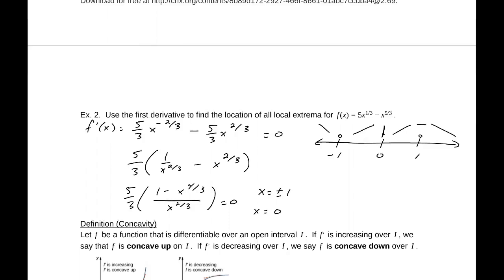So we've got something happening kind of like this. This function appears to have a local minimum at x equals negative 1, a local maximum at x equals 1, and that point 0 is neither a maximum nor a minimum because the sign of the derivative does not change.